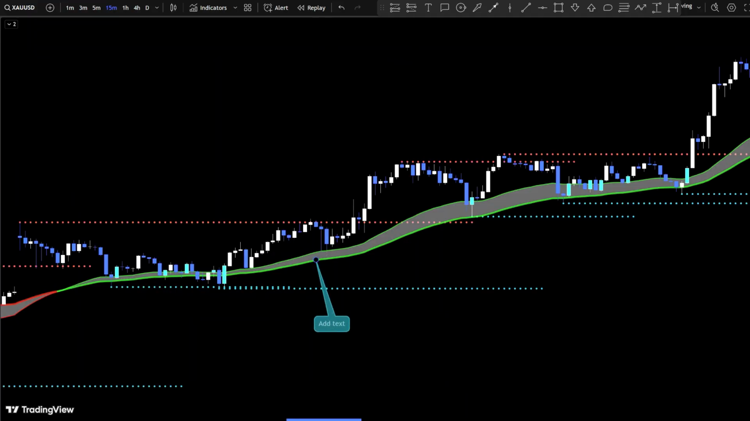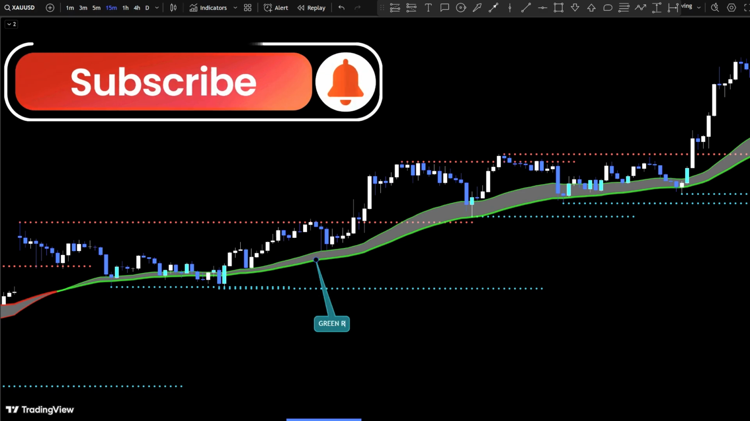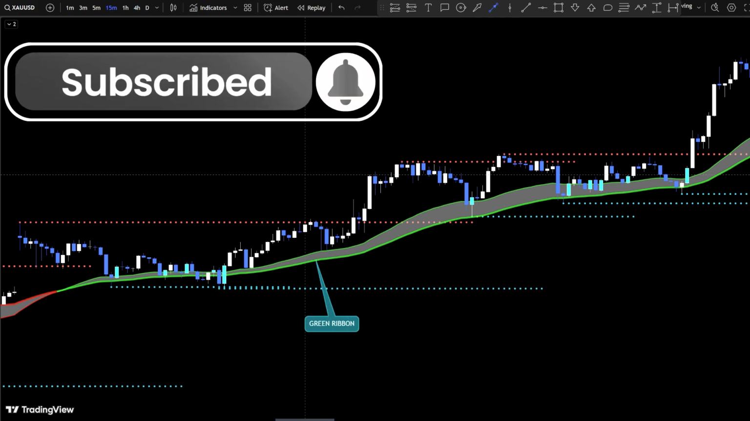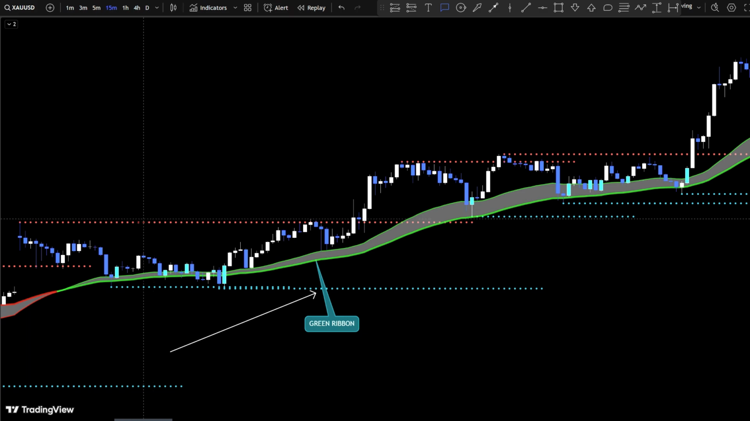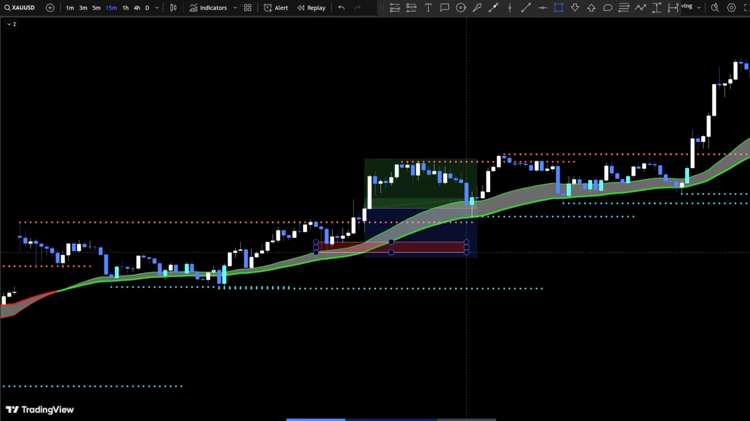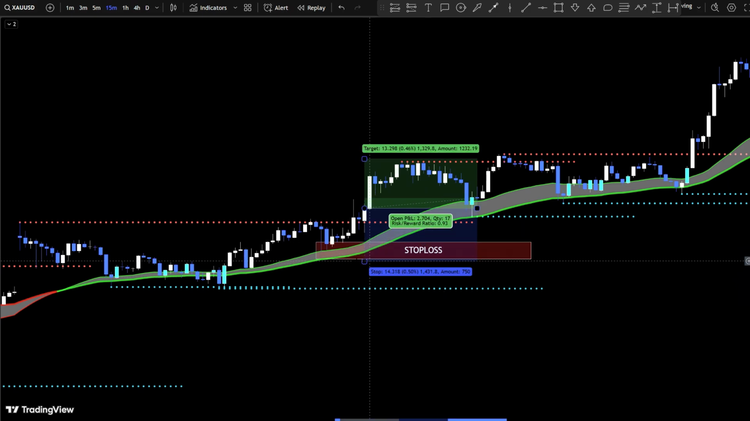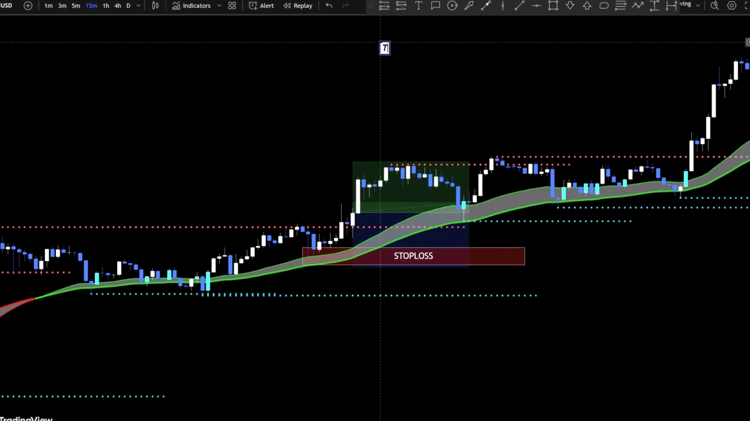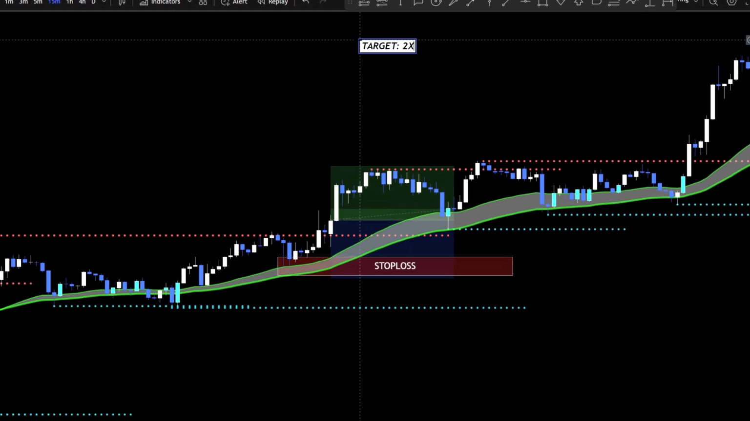For a buy trade, flip the script. If the trend is up, green line, price above it, focus on those resistance levels, the red dots. You're waiting for a candle to close above the red dot. That's your bullish breakout, telling you to buy. Place your stop loss just below the most recent swing low, and again, keep it tight and sensible. Target that same 1 to 2 risk to reward ratio, so your upside doubles your downside.